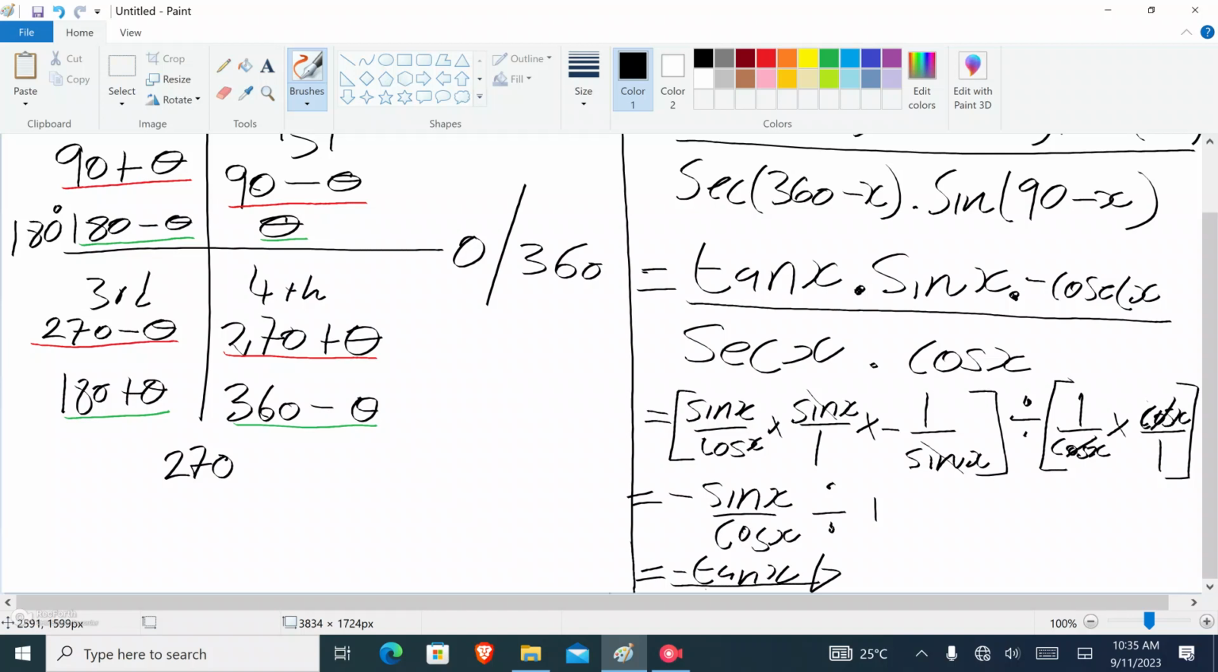This, guys, was one of the problems that I saw in your previous question paper for 2023, 1st August. It was about 4 marks. So this is how you solve this one, guys, using the 180 rule and the co-ratio rule.